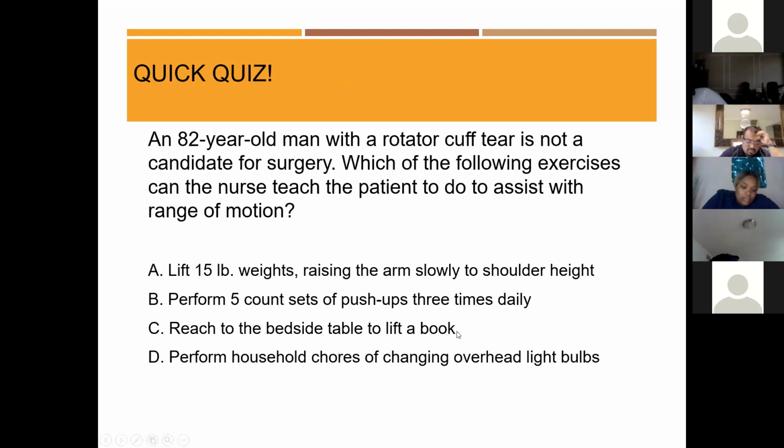Quick quiz, right? An 82-year-old man with a rotator cuff tear is not a candidate for surgery, right? They're just going to let this heal on its own. Which of the following exercises can the nurse teach the patient to do to assist with their range of motion? Reach to the bedside table to lift a book. Boom. Everybody agree? Hold on, I'm still reading. Oh, my bad.